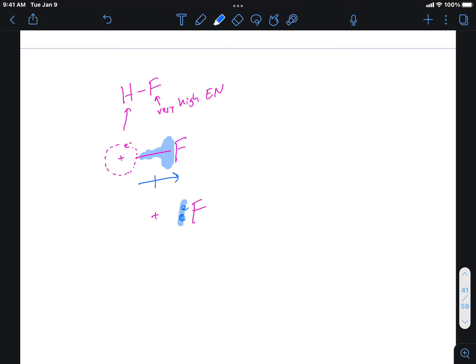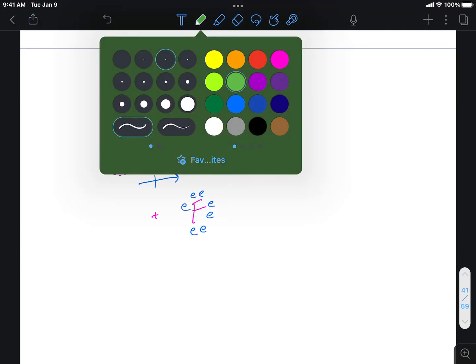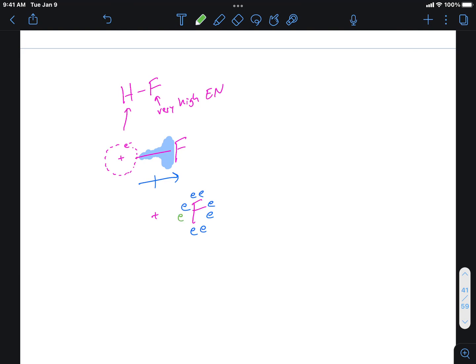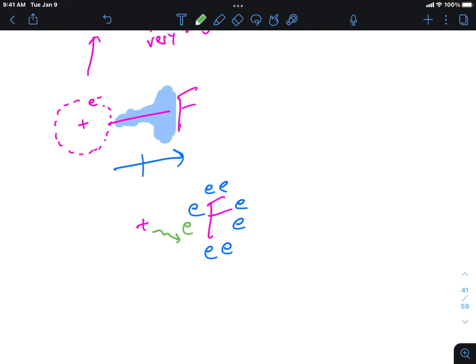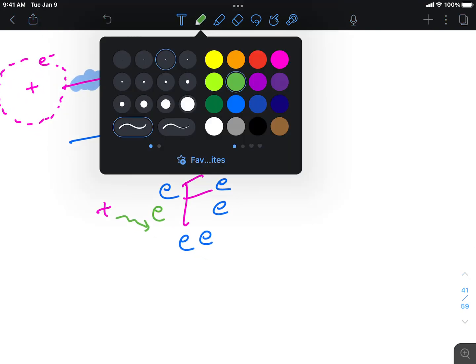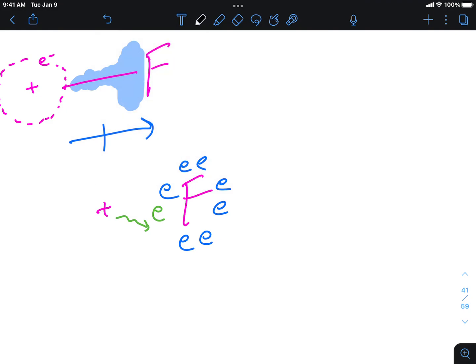Let me color code that differently. Okay, so let's say here's fluorine's valence electrons, right? Fluorine has 7 valence electrons. And so let's say that this green electron was from hydrogen. So if that electron from hydrogen is pulled away, how many electrons are circulating around the nucleus of hydrogen? Yeah, basically none. That electron is basically gone.